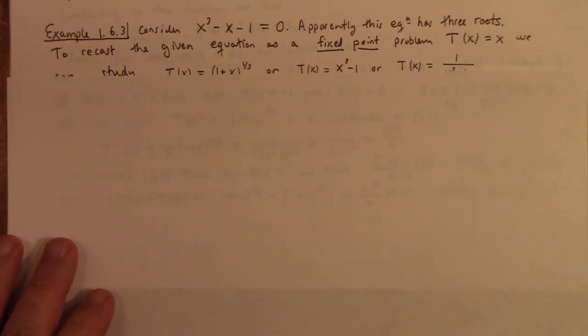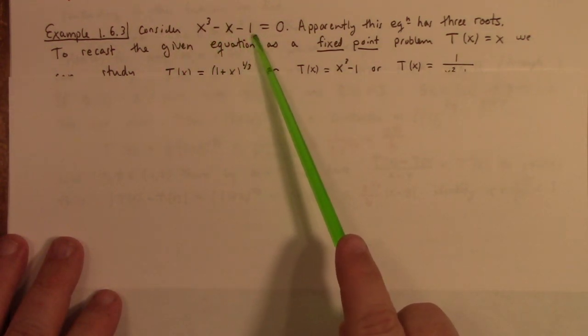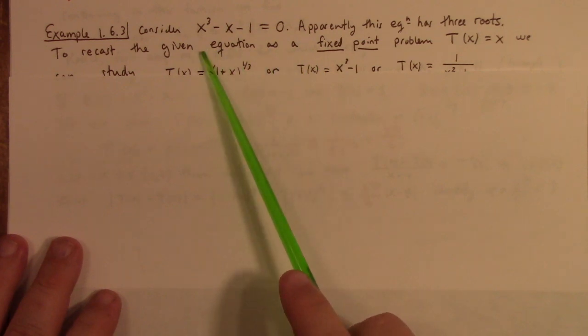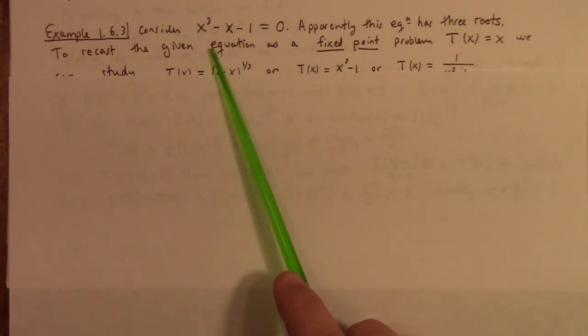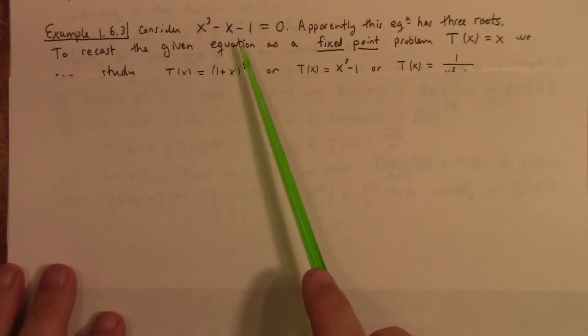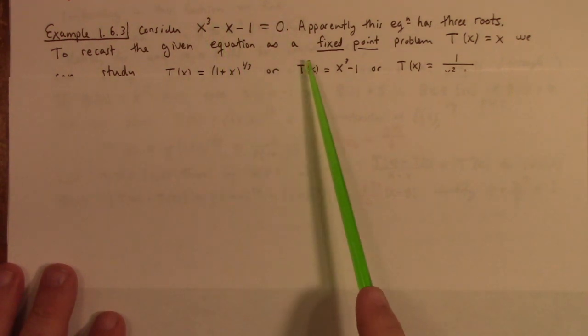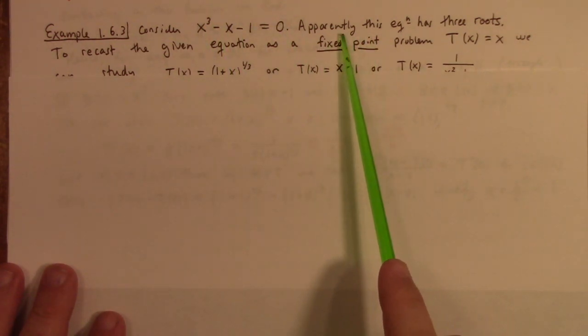I could have done this on a board, but consider x cubed minus x minus 1 equals 0. I know you're wondering, what does that have to do with contractions? Well, fine, just stick with us here, okay? So you might want to solve this equation.